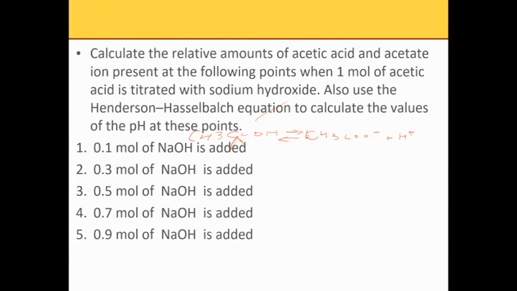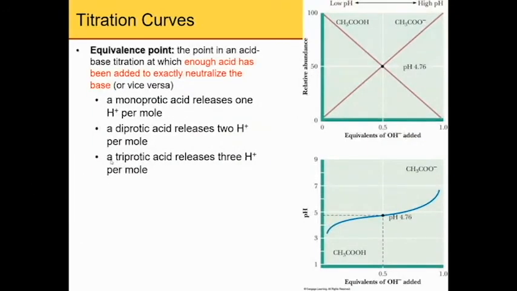Okay, so now let's continue with the titration curve. So basically, at the equivalence point of an acid-base titration, enough acid has been added to exactly neutralize the base. So that's the equivalence point, okay?